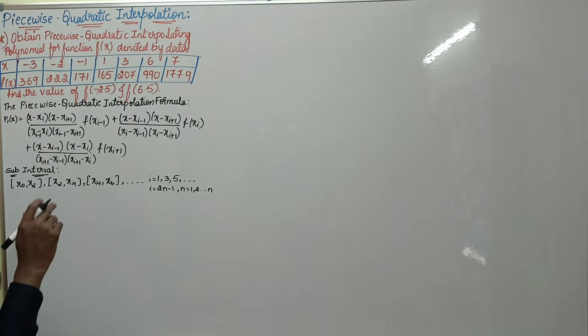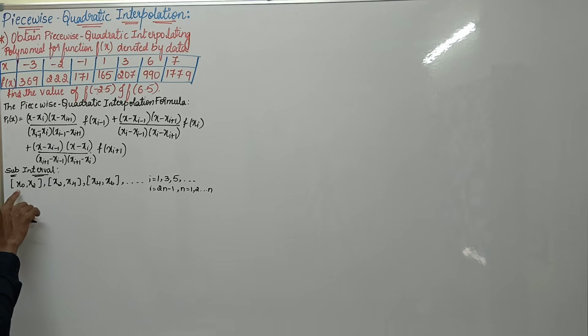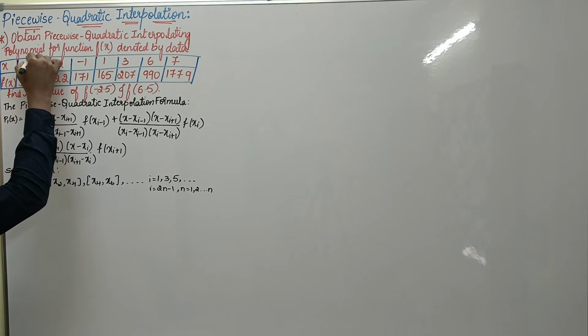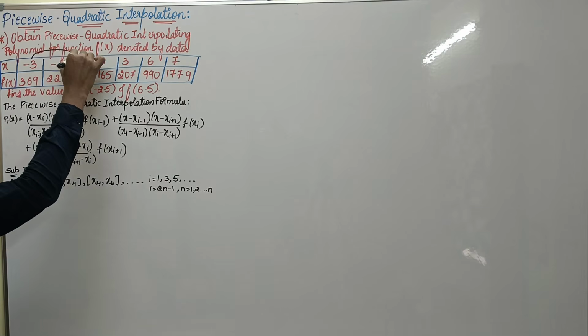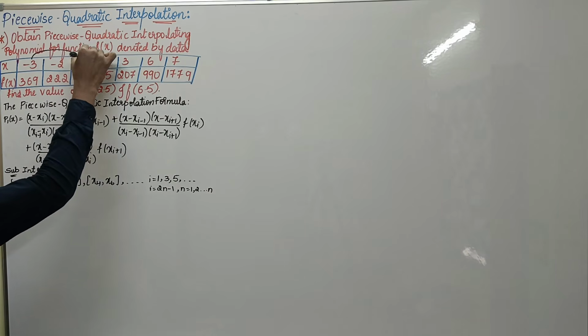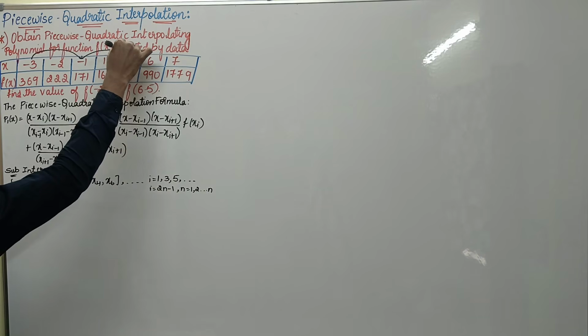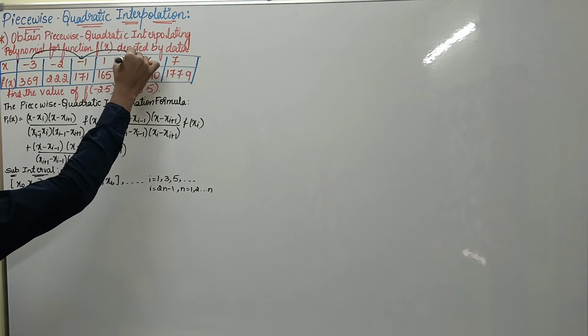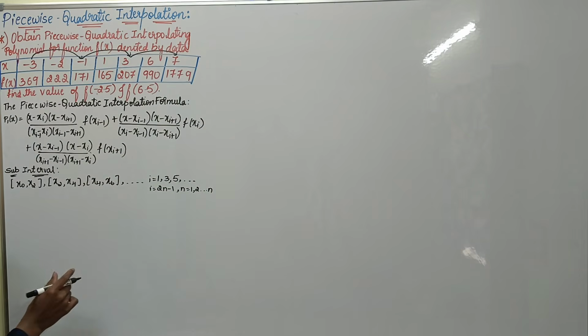Yes, this is how we are. Why? Because since we are going to consider the interval x0 to x2, here too we are going to shift it here. It is x0, x1, x2. This is the first subinterval. Next subinterval will be from x2 to x4, and next x4 to x6 will be the third subinterval.